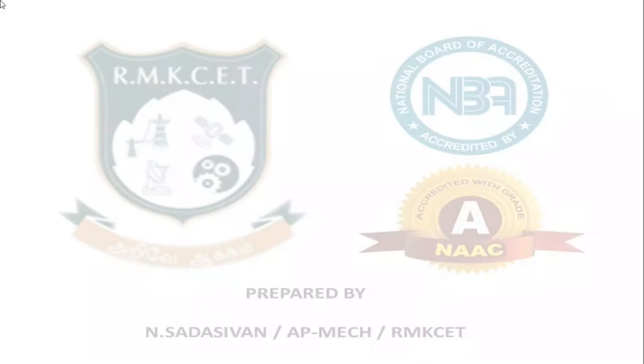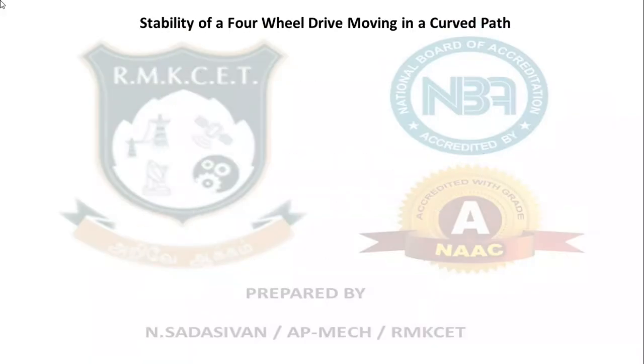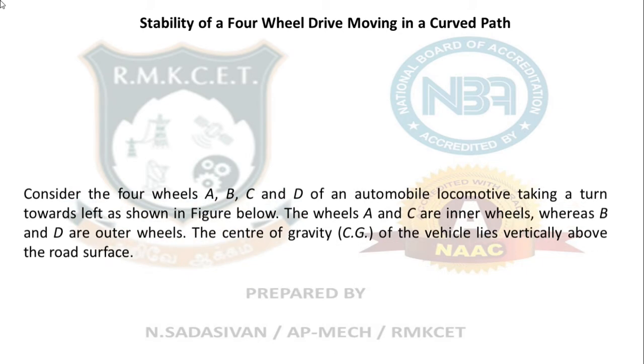The last topic in your syllabus is the stability of a four-wheel drive moving in a curved path. This topic deals with, generally, any four-wheeler with all four wheels rotating. When you are taking a turn to the left or right, obviously you are going to get the gyroscopic couple, and the effect of that couple on the vehicle body, how it will affect the vehicle's center of gravity. We are going to see everything today, and we will do some problems on this topic.